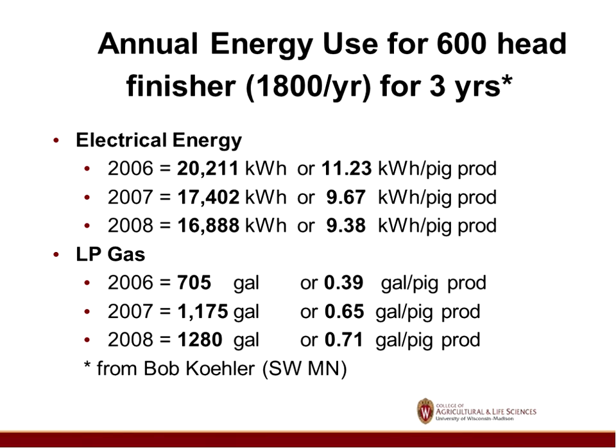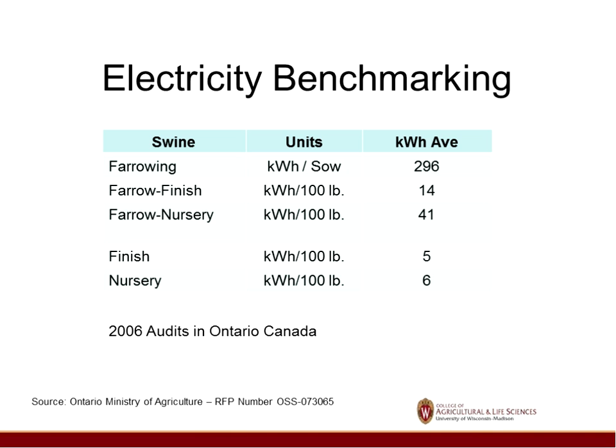So here's some data from a variety of years from Minnesota. It's going to depend on the year and how hot it is. In a hotter year, we're going to use more ventilation, and we'll use less heat in a warmer year. So there's an inverse relationship here. If you have a warmer year, you're going to use more ventilation, less heat, etc. So this will give you an idea of the costs for energy use. This was for 1,800 pigs a year in groups of 600.